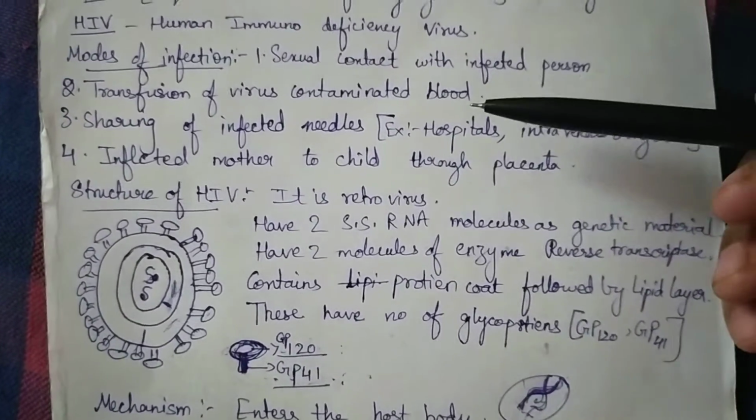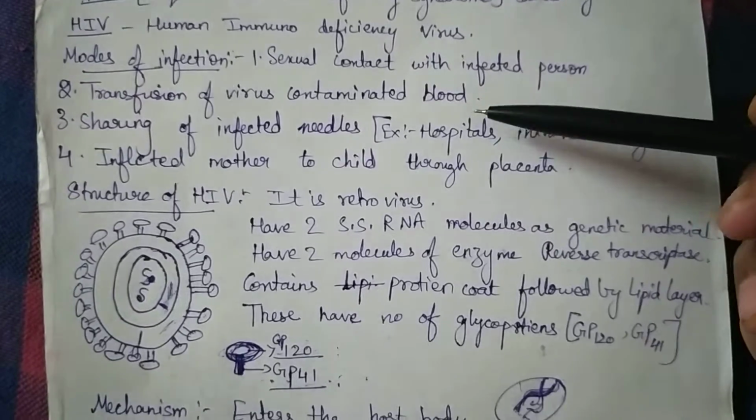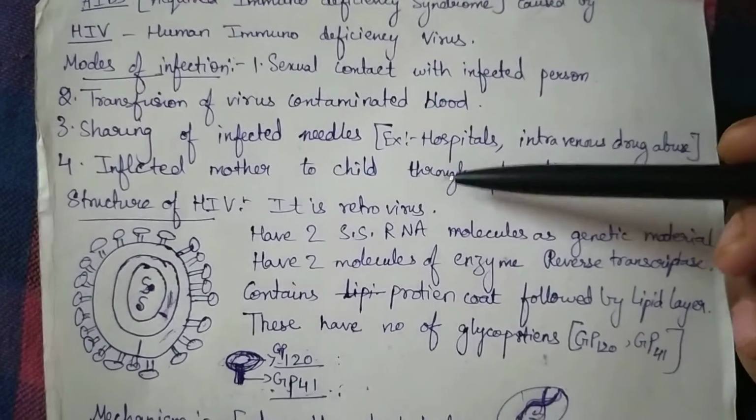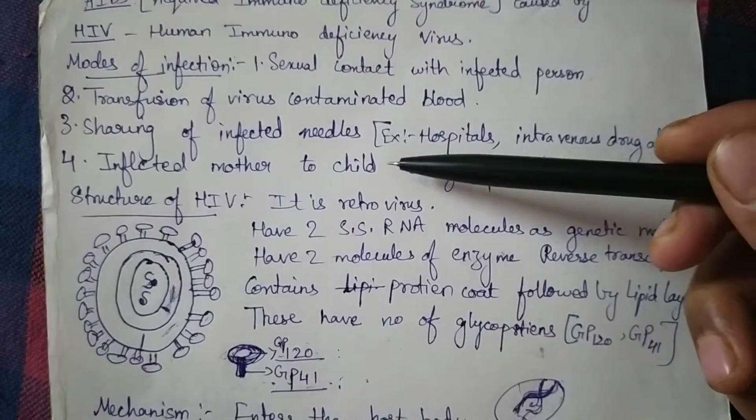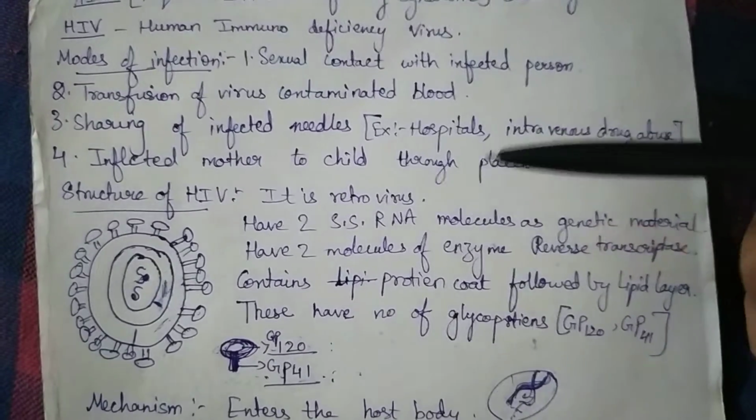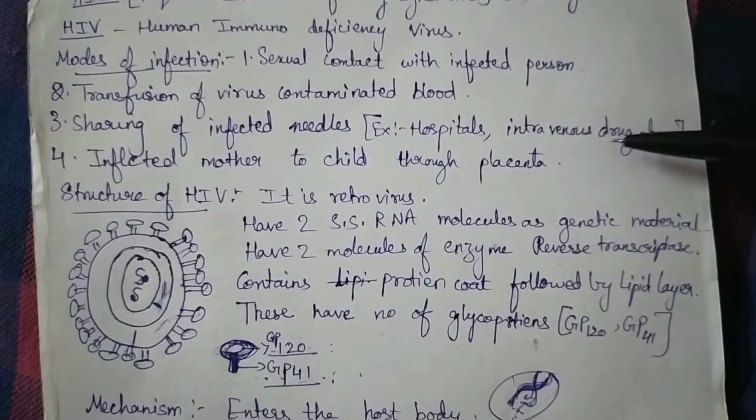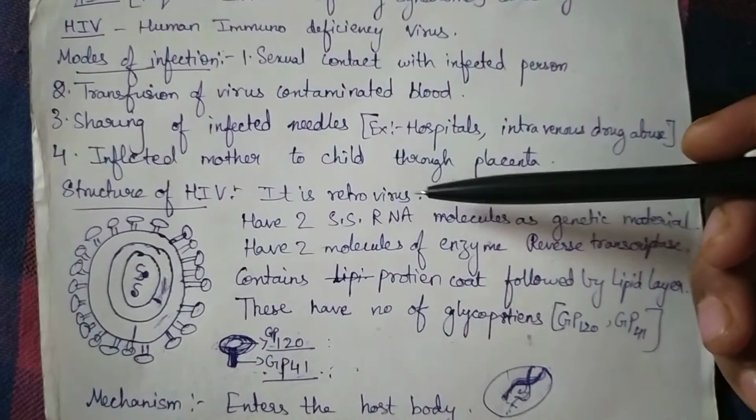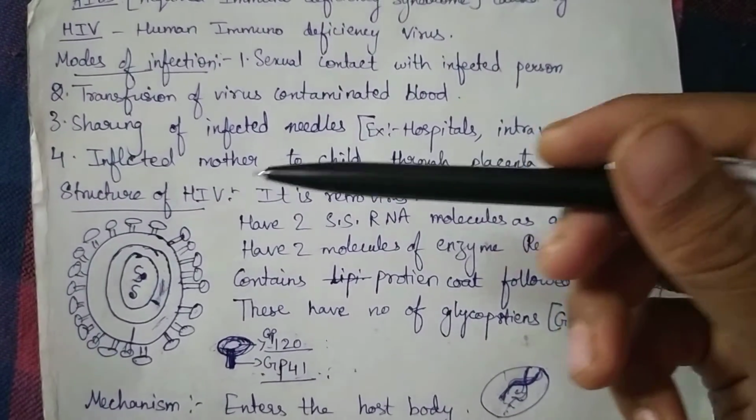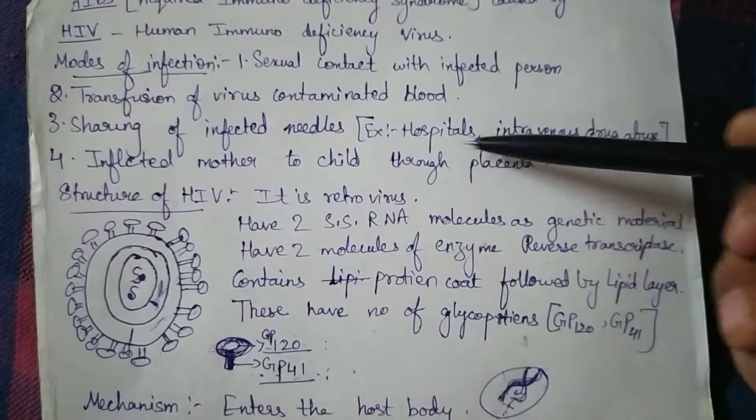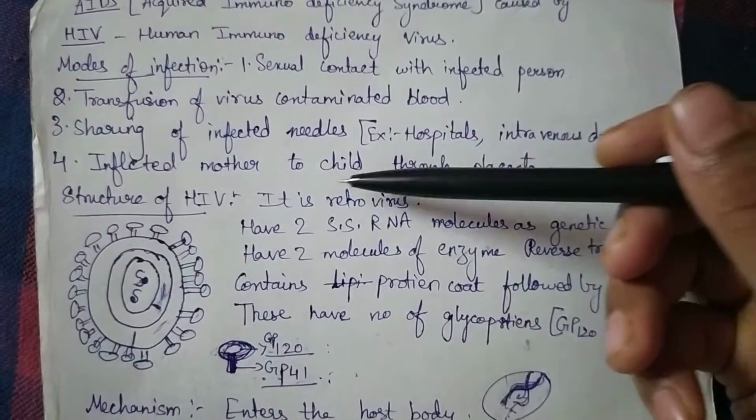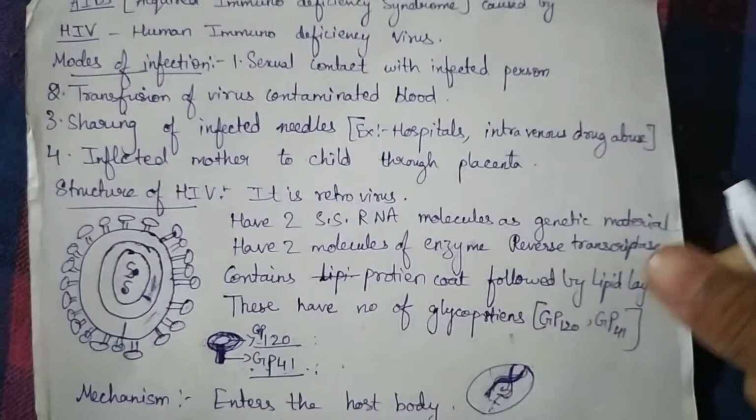Modes of infection: sexual contact with an infected person, transfusion of virus-contaminated blood, sharing of infected needles. Sharing of infected needles is mostly seen in hospitals and intravenous drug abuse. Infected mother to child through the placenta, where mother and child have a connection through the placenta. So if the mother is HIV positive, the child will also be HIV positive.